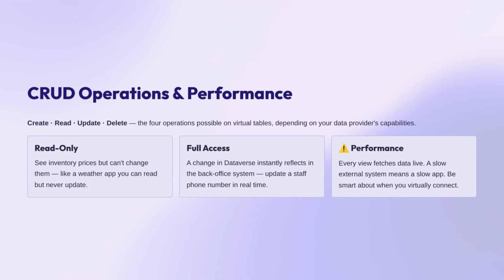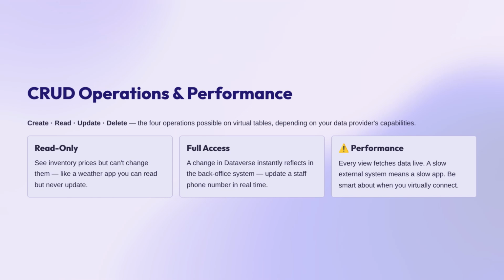Sometimes a virtual table is read-only, meaning you can see the inventory but you can't change the price from your app. Other times, it's full access, where a change you make in Dataverse happens instantly in that old back office system. Imagine a dummy example. You are using a weather app. You can read the temperature, but you definitely can't update it to be sunnier. However, if you are managing a staff list, you'd want to be able to update a phone number.